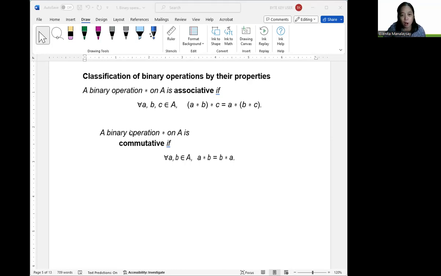Then a binary operation star on set A is commutative if for all A, B in A, A star B is equal to B star A. So if, for instance, you consider the ordinary addition on real numbers, then the commutative property holds because A plus B is equal to B plus A. The same is true when we define star to be the ordinary multiplication in the set of real numbers, the commutative property holds. Okay, A star B is equal to B star A.